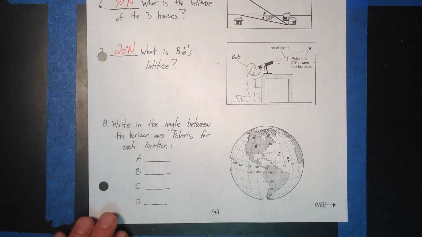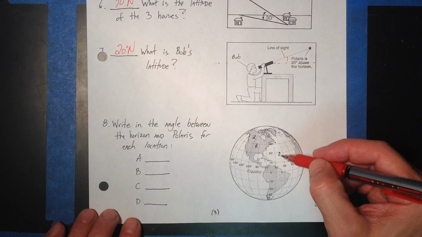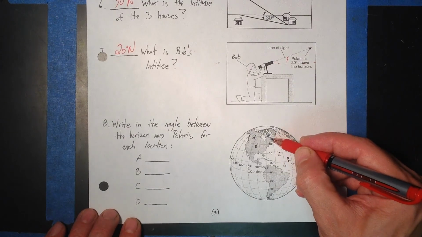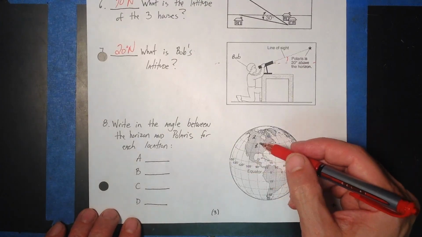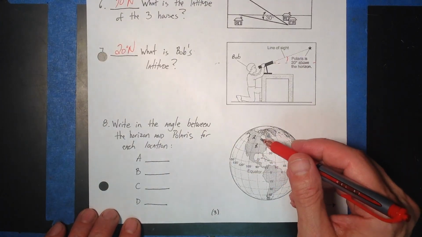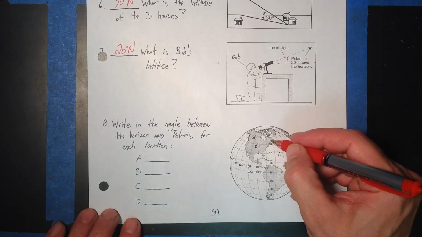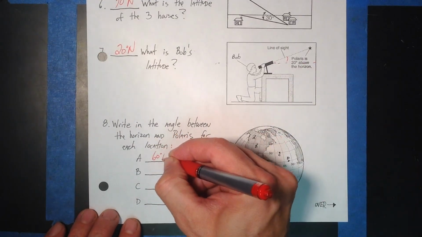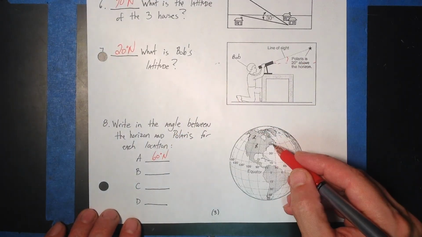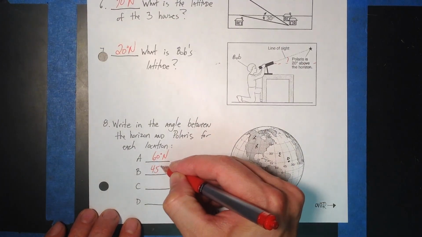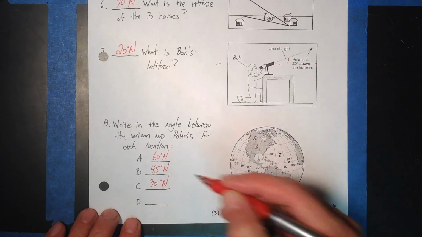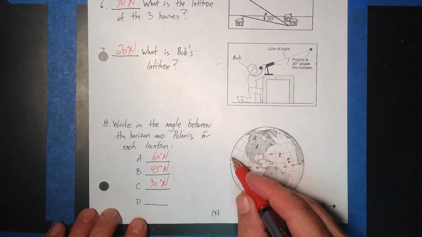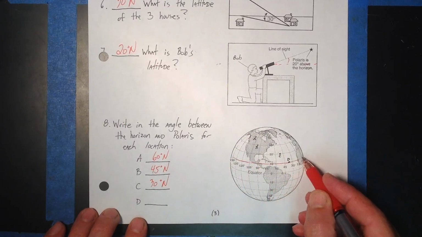8. Write in the angle between the horizon and Polaris for each location. A is at 60 degrees north, B is at 45, C is at 30, D is at 15. Again, if you measure the angle of Polaris in a nighttime sky, it is going to be equal to your latitude. A would be 60 degrees north. B is 45 degrees north. C is 30 degrees north. D is 15 degrees. This whole line here is 15 degrees.